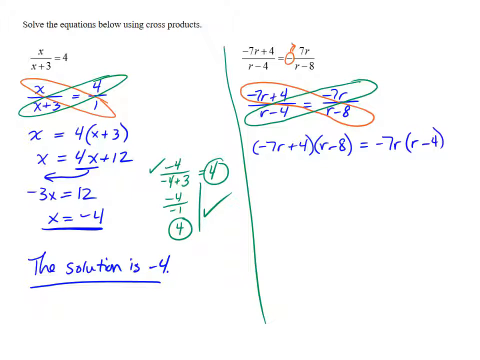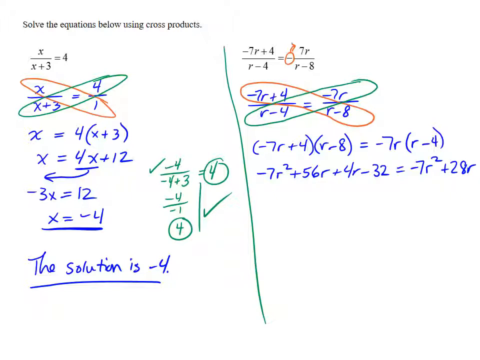Just take your time. I'm going to FOIL out the left-hand side. Negative 7r squared. Negative 7r times negative 8 would be positive 56r. And then in the inside term, 4 times r, it would be 4r. And the last terms would be negative 32 when you multiply 4 and negative 8. On the right-hand side, I'm just simply going to distribute the negative 7r. So negative 7r squared, and then positive 28r.